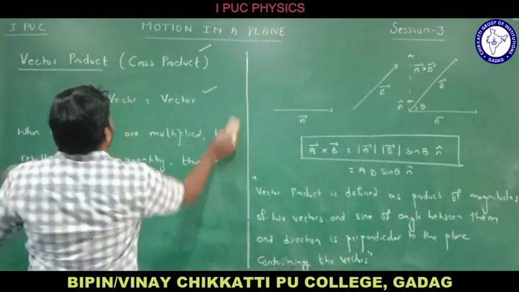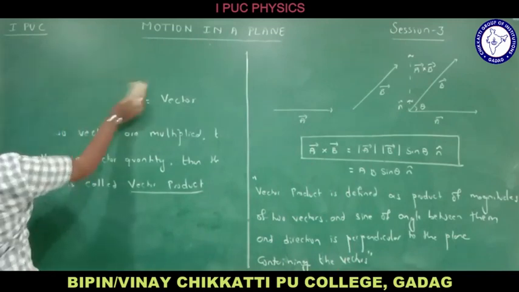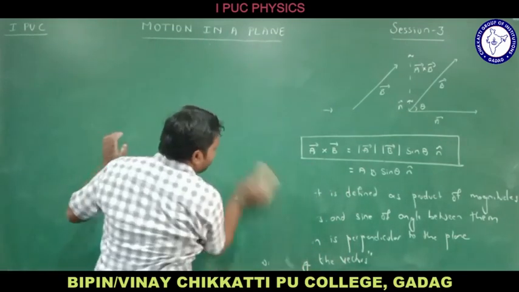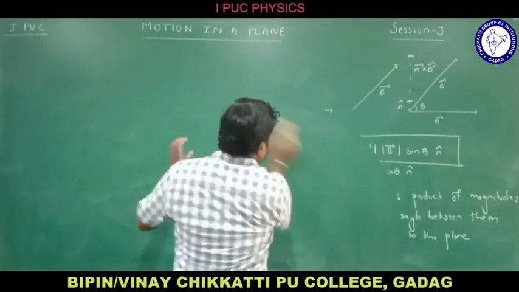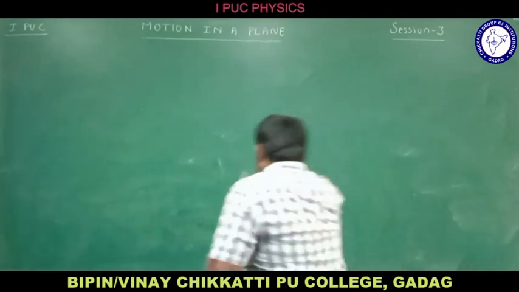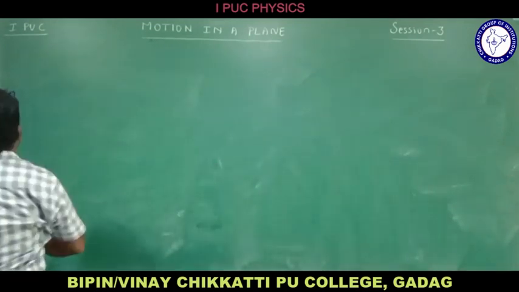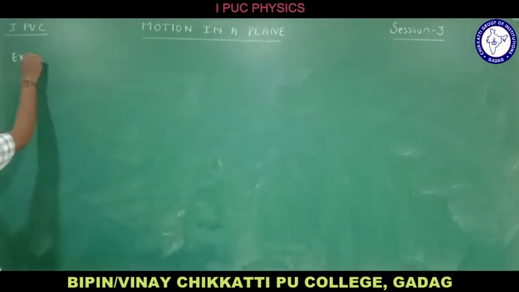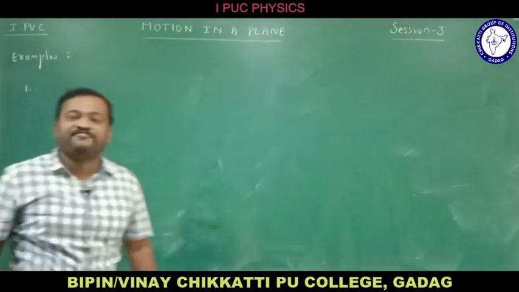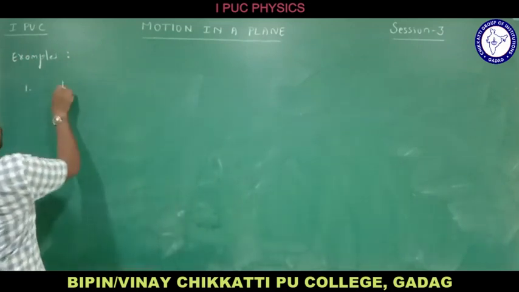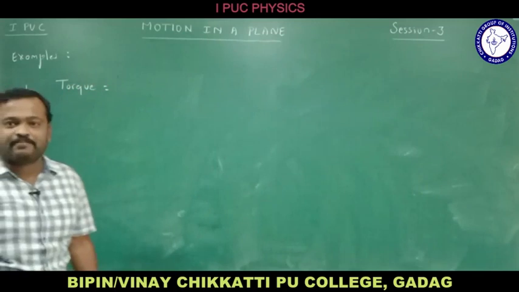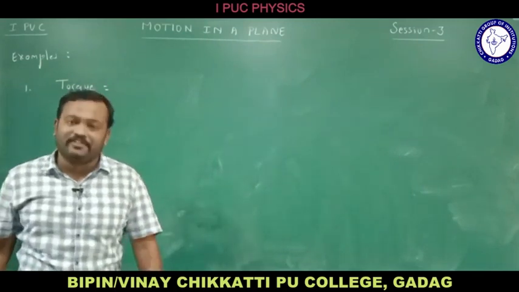Okay, let us see some examples for vector products. Now, after understanding the formula for vector product, let me go with the examples. We need to remember the examples for the vector product. Examples. First one, that is torque. Torque is a physical quantity. We will be learning about this in the further chapters. First understand the meaning of torque.